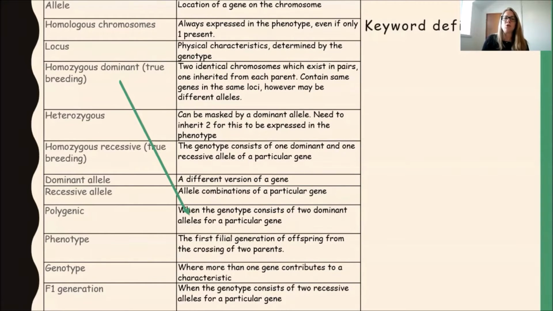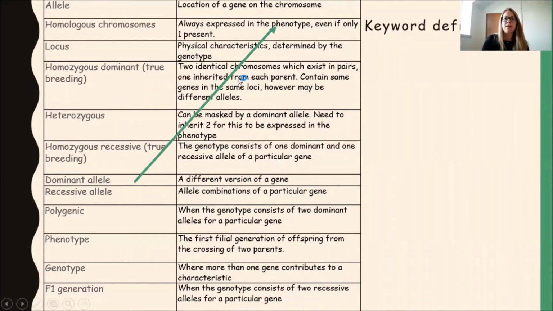Next one is homozygous dominant, true breeding. What this means is if somebody or something inherits 2 dominant alleles for that particular gene, then they have a genotype which is known as homozygous dominant. Okay, the next keyword is heterozygous, and this genotype consists of 1 dominant and 1 recessive allele. Okay, so the next one is homozygous recessive, and this is where the genotype consists of 2 recessive alleles.